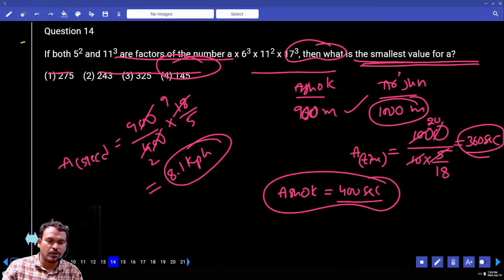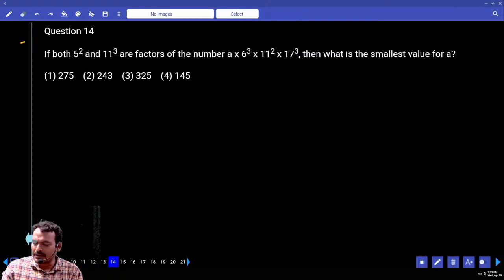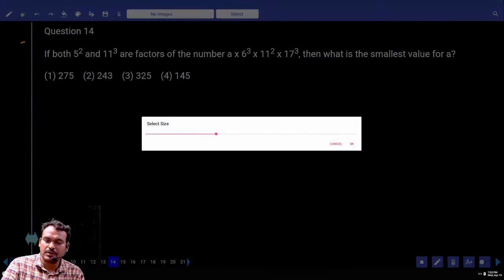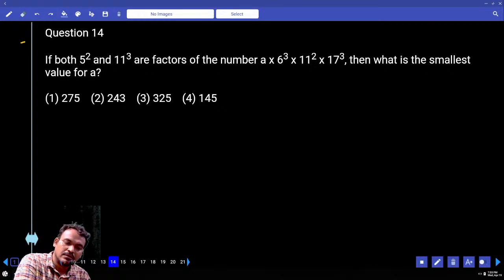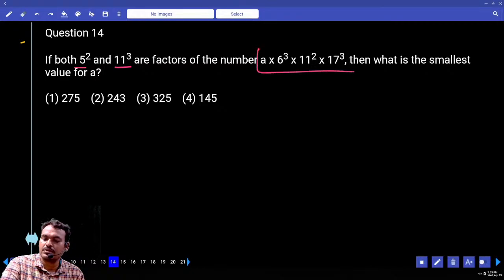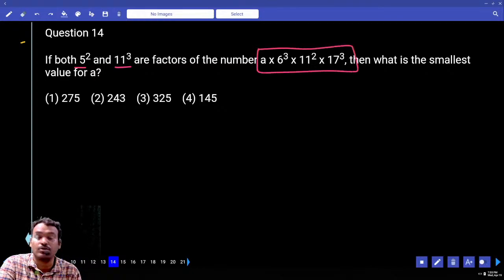Next, question number 14. If both 5 square and 11 cube are factors of the number a into 6 cube into 11 square into 17 cube, then what is the smallest value of a? What are the common values? 5 square and 11 cube. And here a into 6 cube into 11 square into 17 cube.